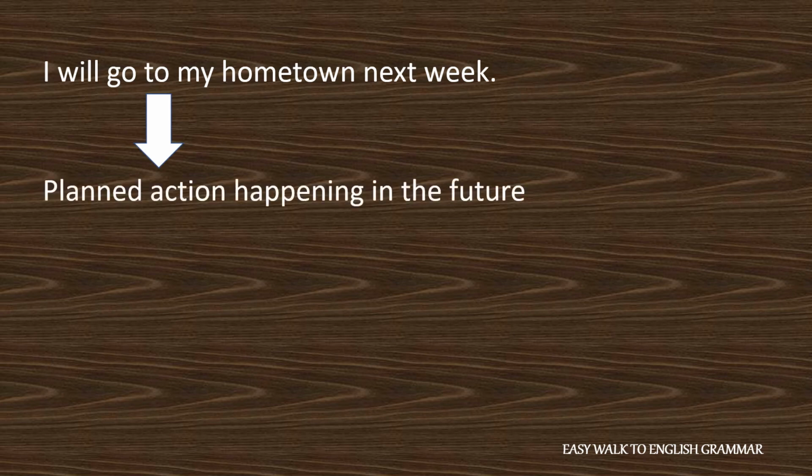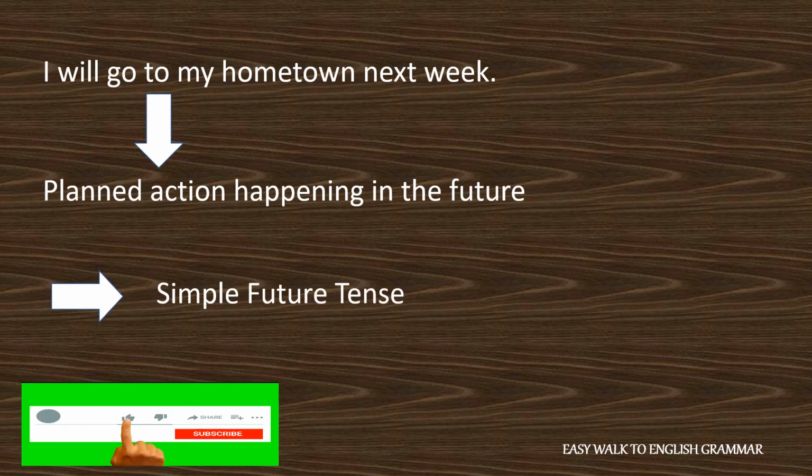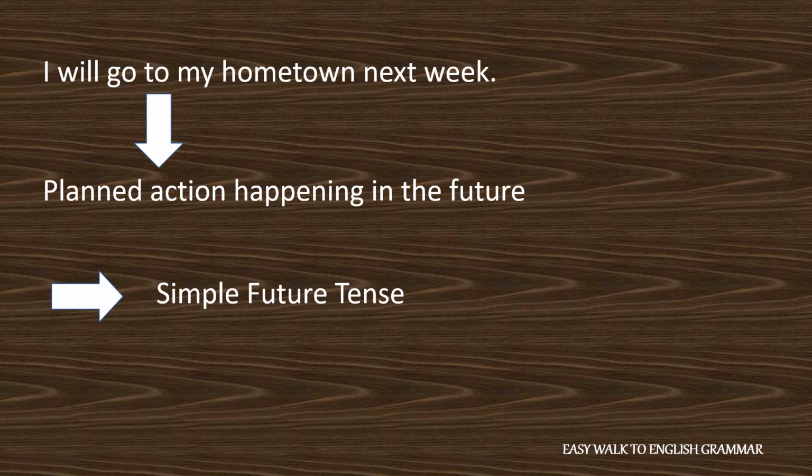If we look into this sentence, "I'll go to my hometown next week," in detail, we can see that it's a planned action. The sentence expresses or indicates a planned action happening in the future. What can we learn from here? It's very simple. We can use the simple future tense in order to express a planned action happening in the future. That's what we have learned from here.